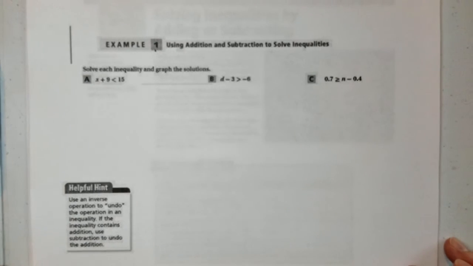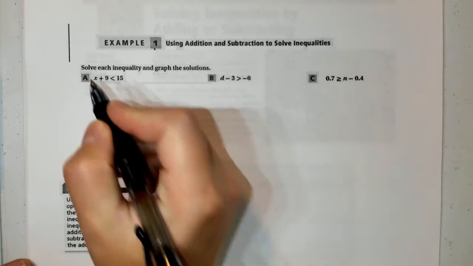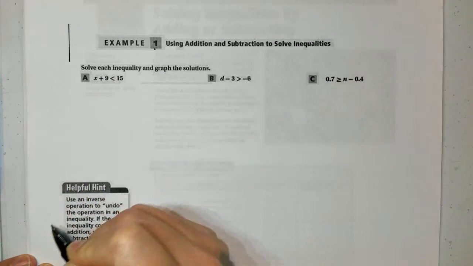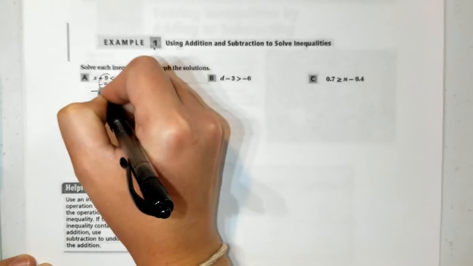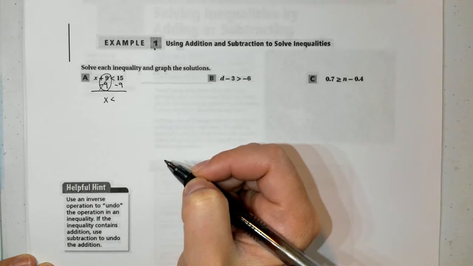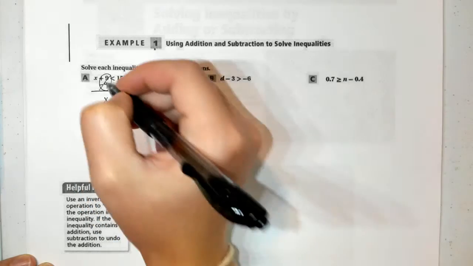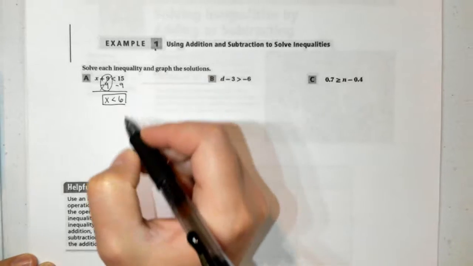First you need to solve the inequality and then you'll graph the solution. Here I have x plus 9 is less than 15, so I'm going to subtract 9 from both sides to isolate x. 9 minus 9 gives me 0, so I'm left with x. And then 15 minus 9 gives me 6. So x is less than 6. And now I go to graph it.